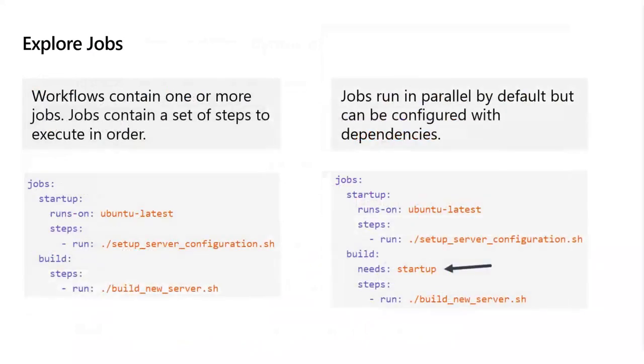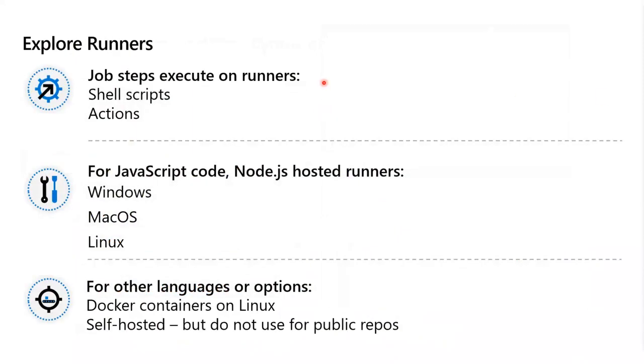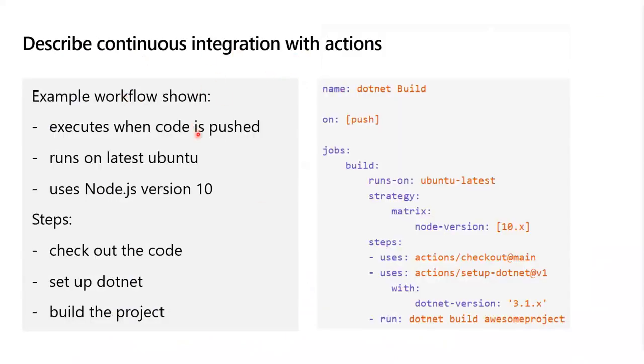So just like in Azure Pipelines, we're also going to have jobs. A workflow contains one or more jobs. Jobs contain a set of steps to execute in order. And jobs run in parallel by default, but can be configured with dependencies. And again, based on the type of package that you require, based on the type of application where the artifact is going to be created, there are different runners that you can use to execute your workflow. And again, all of this is going to be part of continuous integration.